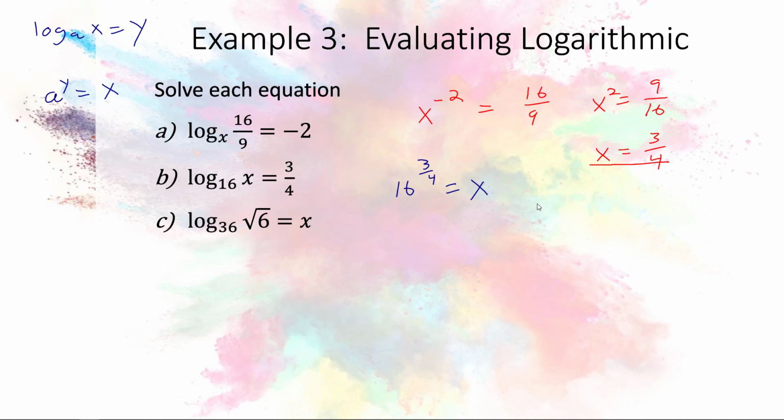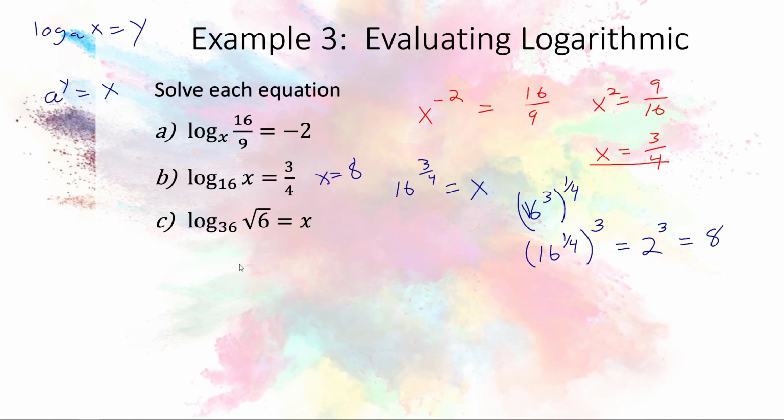Well, there's two ways. You can compute 16 cubed and then take the quarter root of that. However, I don't really know what 16 cubed is, so I don't want to try that. Or you can take the 4th root of 16, and raise that to the 3rd power. Well, I know what the 4th root of 16 is. That happens to be 2. So this reduces to 2 cubed, and then this reduces to 8. So it turns out in this case, x is equal to 8.